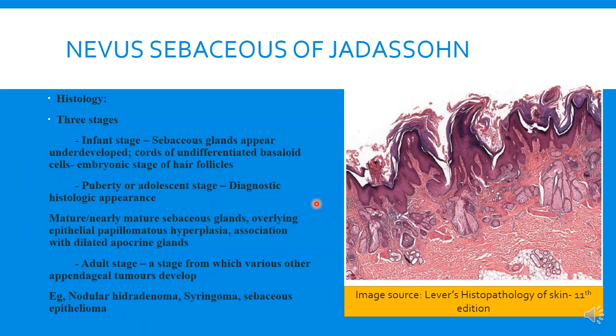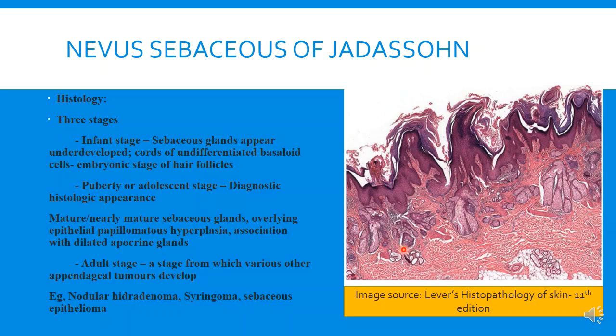Let us look at the histology of nevus sebaceous, where in the infant stage you have sebaceous glands that appear underdeveloped and cords of undifferentiated basaloid cells which are reminiscent of the embryonic stage of hair follicles. In the puberty or adolescent stage, you have the characteristic diagnostic histologic appearance, wherein you have mature or nearly mature sebaceous glands overlying hair follicles, epithelial papillary hyperplasia, and association with dilated apocrine glands. If you recall from the development part, these apocrine glands, sebaceous glands, and hair follicles are almost always in association with one another.